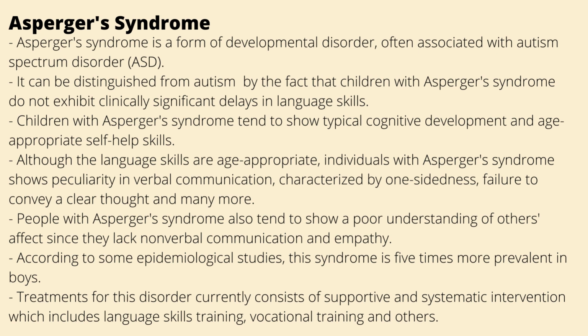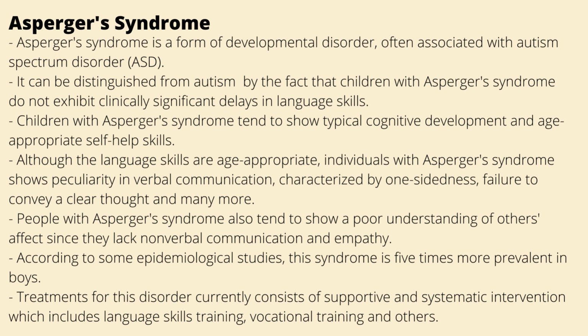Children with Asperger syndrome tend to show typical cognitive development and age-appropriate self-help skills. Although the language skills are age-appropriate, which is good, individuals with Asperger syndrome show peculiarity in verbal communication, which is characterized by one-sidedness, failure to convey a clear short thought, and many more.